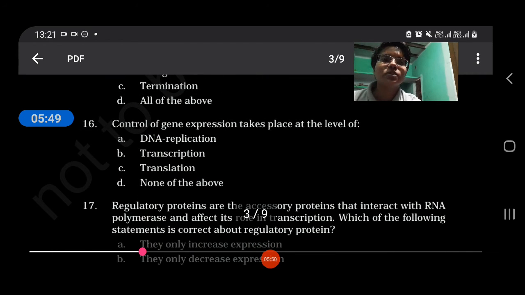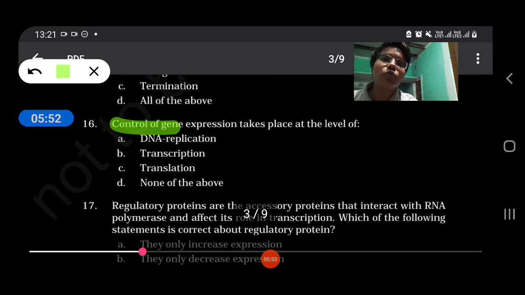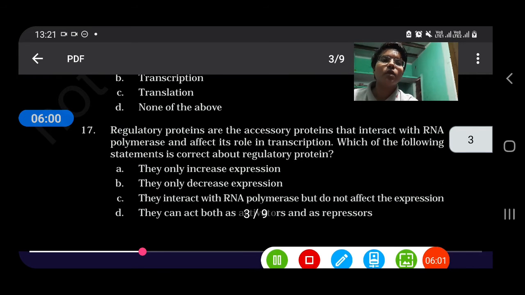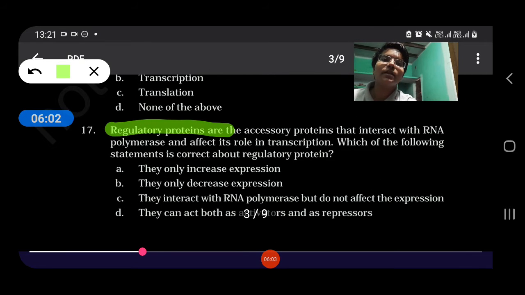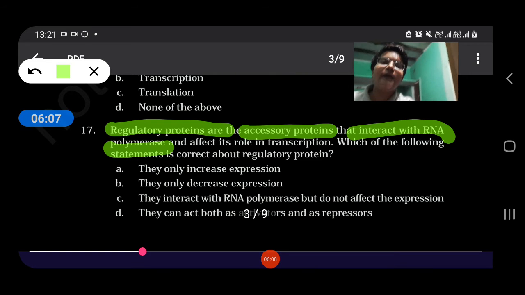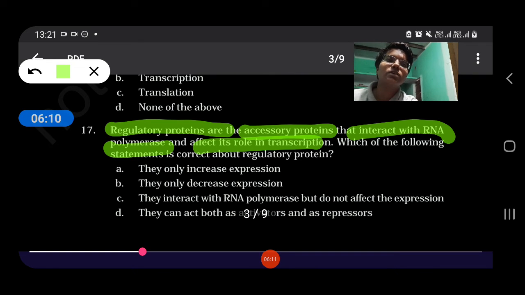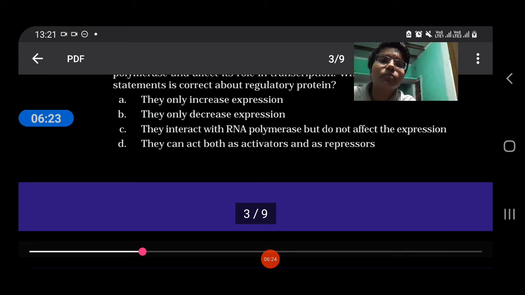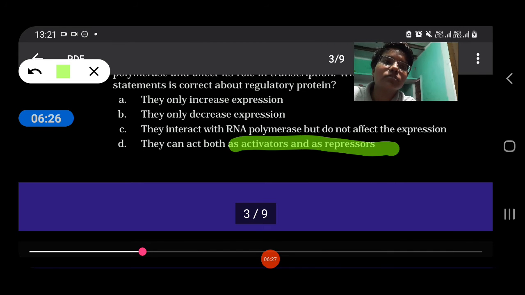Control of gene expression takes place at the level of transcription. Okay. Regulatory proteins are the accessory proteins that interact with RNA polymerase and affect its transcription. Which of the following statements is correct about regulatory proteins? They can act both as activators and repressors. Okay.